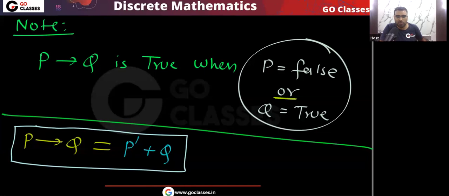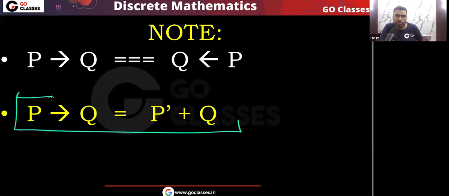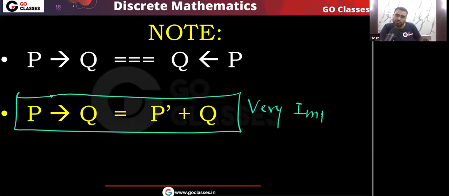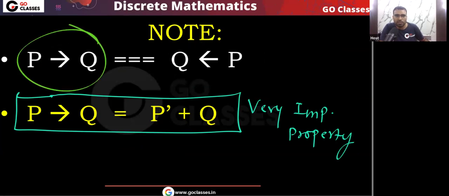So they are the same. You can see these are the important properties. P implies Q is the same as P dash or Q. And this is a very important property. Remember one thing, this is also P implies Q, here also P implies Q. So these two things are the same. We will use this many times, let me tell you. So you should remember this property. This is actually a very useful property.